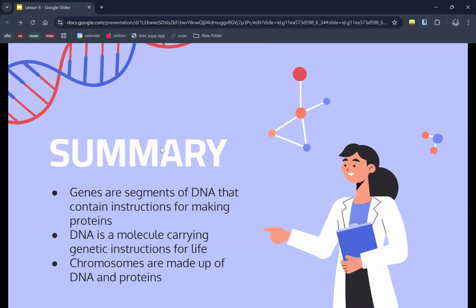Okay, so a summary. Genes are segments of DNA that code for proteins and determine your traits. And then we have DNA, which is a molecule carrying genetic instructions in this double helix structure. And then we have chromosomes, which are structures made up of DNA and proteins, contain many genes within them, and most humans have 23 pairs of chromosomes.